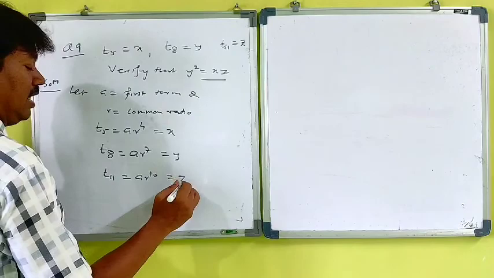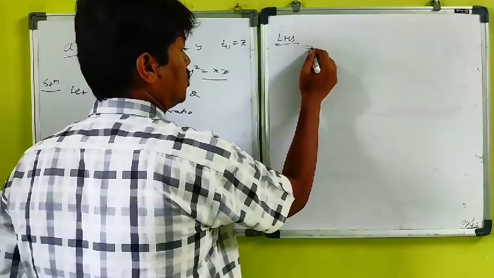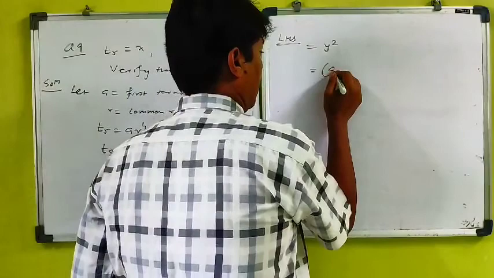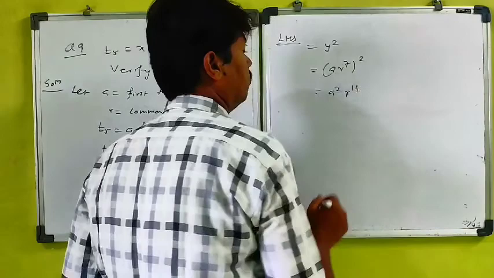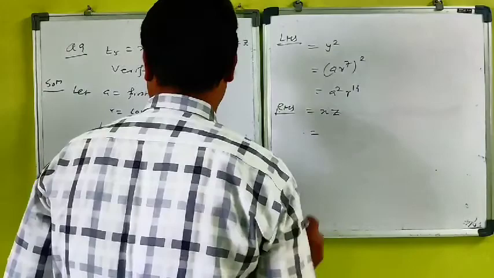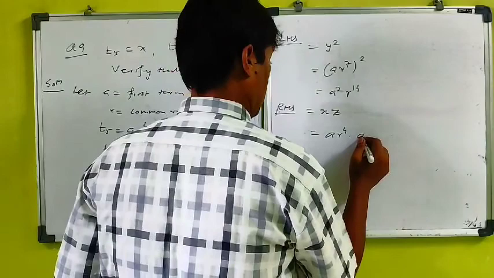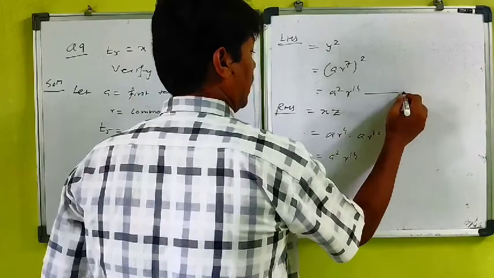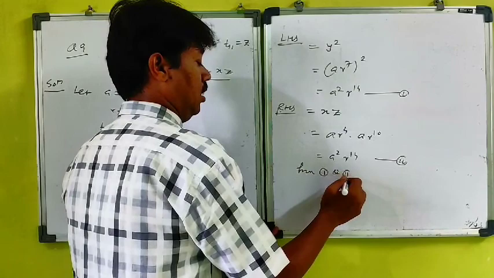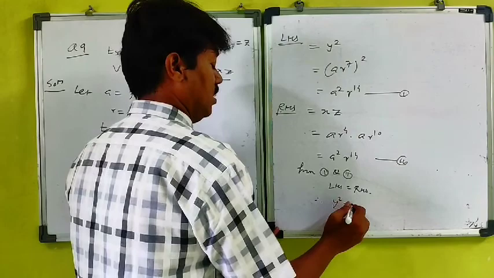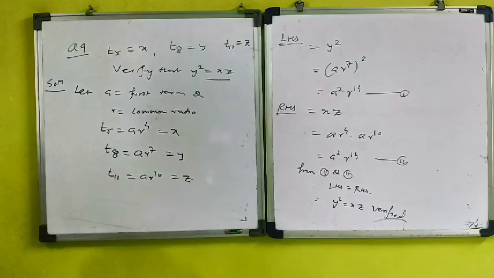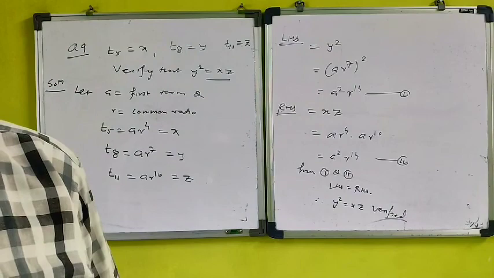Now we want to verify this. The LHS is Y squared. Y squared is (AR^7) squared, so it is A squared R to the power 14. The right hand side is X into Z. X is AR to the power 4 and Z is AR to the power 10, so it is A squared R to the power 14. From this, the LHS is equal to the RHS. Therefore, Y squared equals XZ, which is verified. It's very easy to prove.